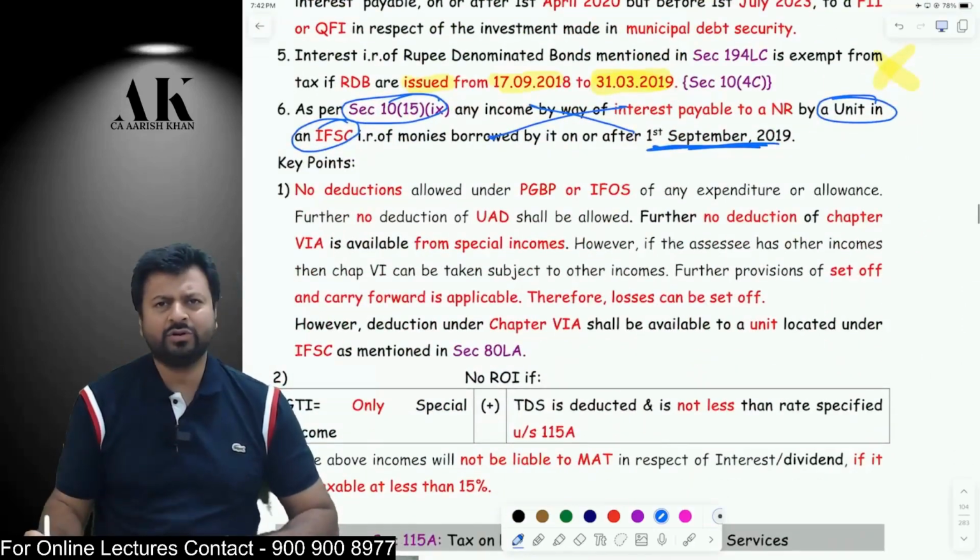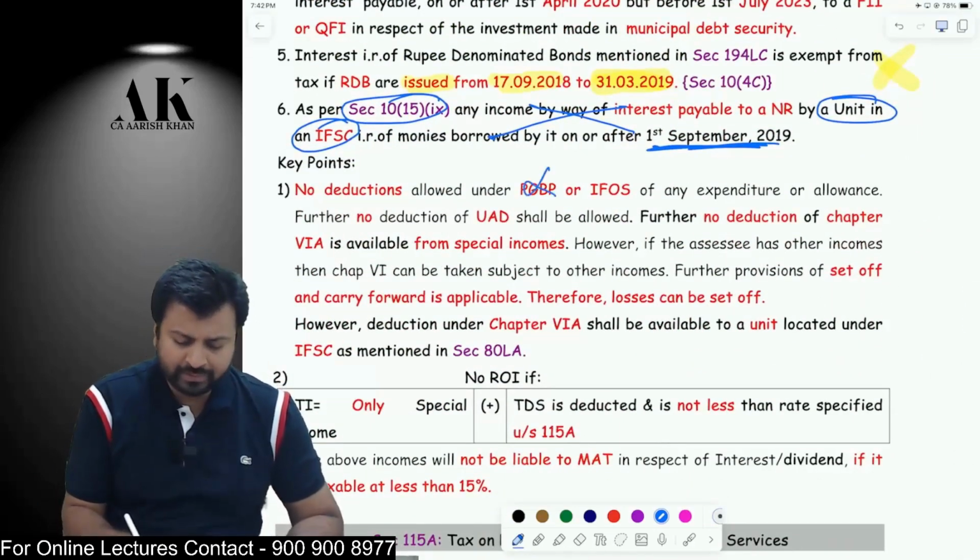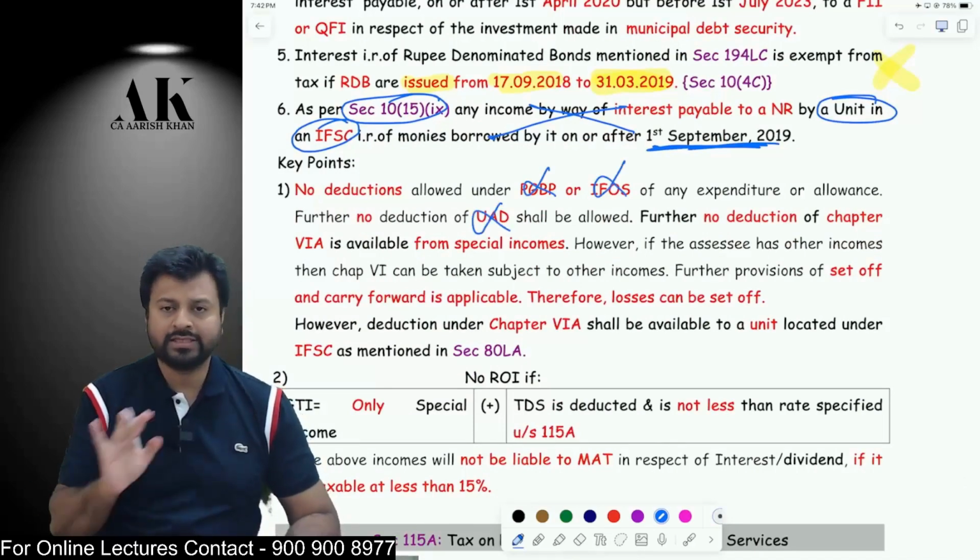Now, am I going to get any PGBP deduction? No PGBP deduction will be allowed. No IFRS deductions will be allowed. Unabsorbed depreciation will also not be allowed. Okay, these three things will not be allowed to you.